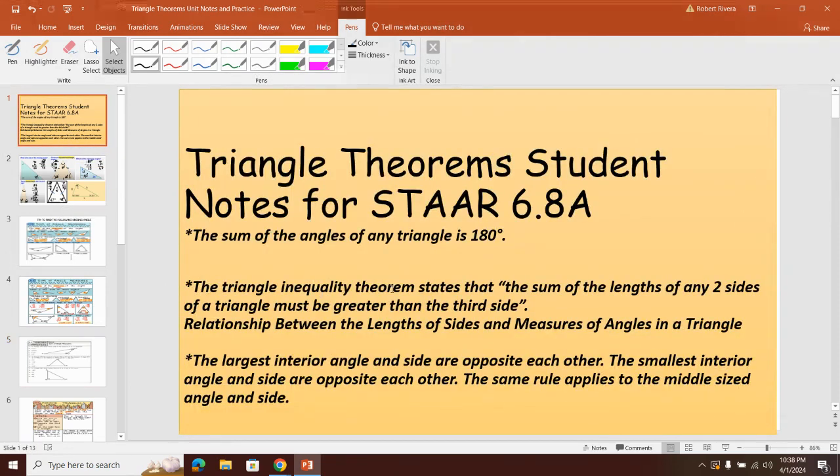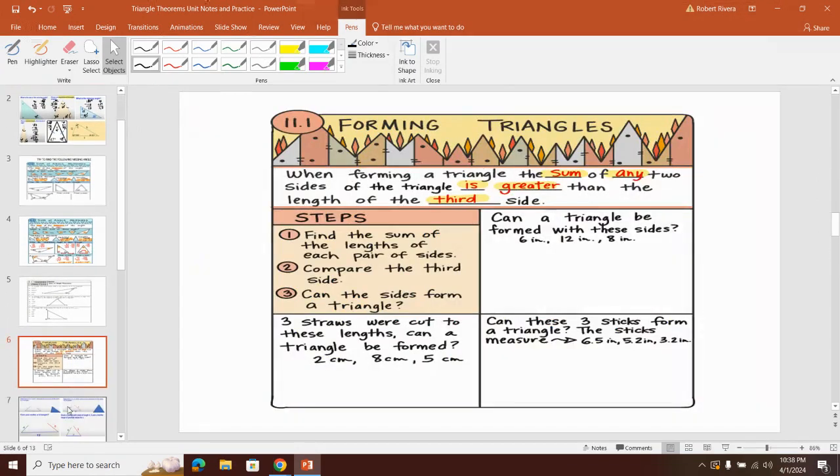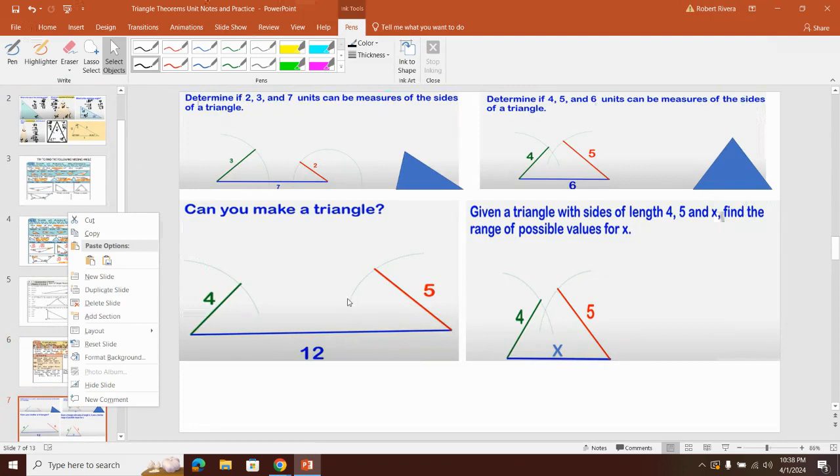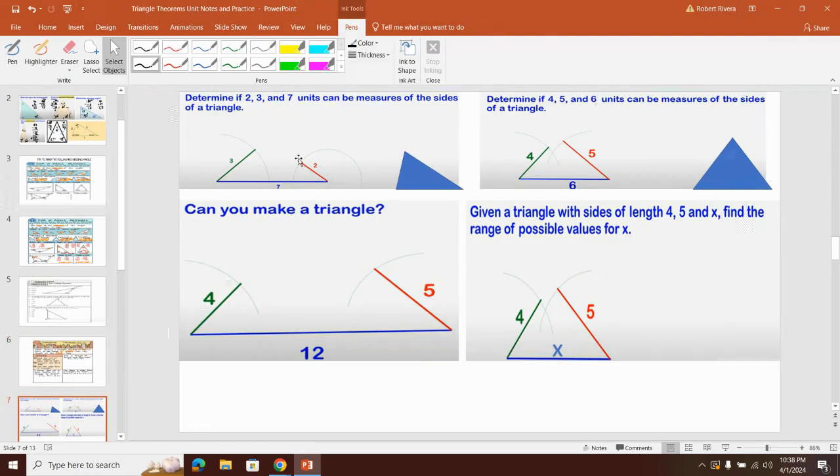The next one is the triangle inequality theorem. This one says that when you add the lengths of any two sides of a triangle, it must be greater than the third. So let me go over what that means. So here's what it means. If I add these two together, it better be greater than the third. So 7 plus 3 is 10, that's greater than 2. That's good. 7 plus 2 is 9, that's greater than 3.